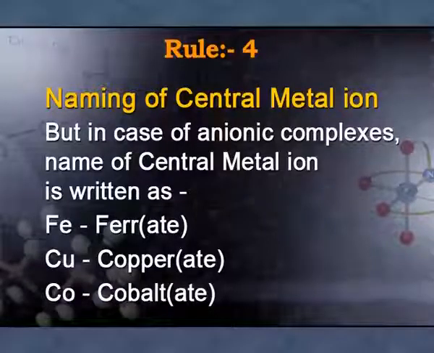If it is iron, we have to use ferrate. If it is cobalt, cobaltate. If it is nickel, nickelate. In this way, in case of only anionic complexes, this is the rule. We generally cannot write iron. In case of neutral complexes, where there is no overall charge on the coordination sphere, we have to name the central metal as it is. If it is iron, copper, cobalt, as such. In case of cationic complexes, we also use the same process. Iron is iron, copper is copper, silver is silver.